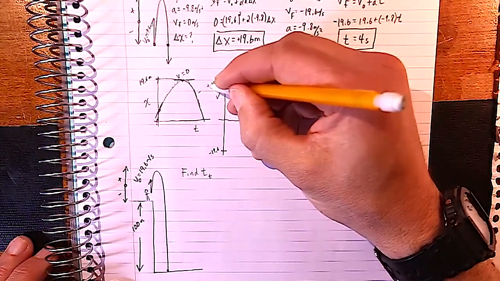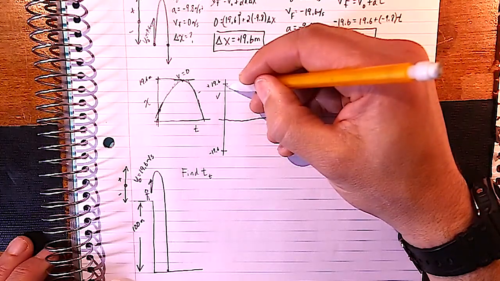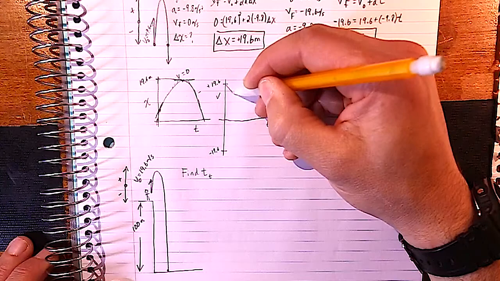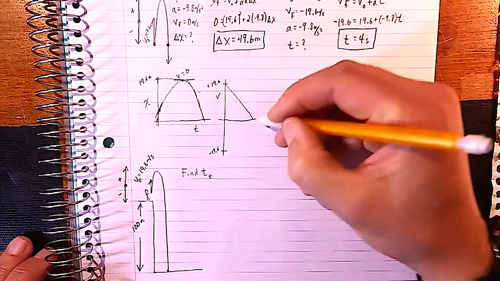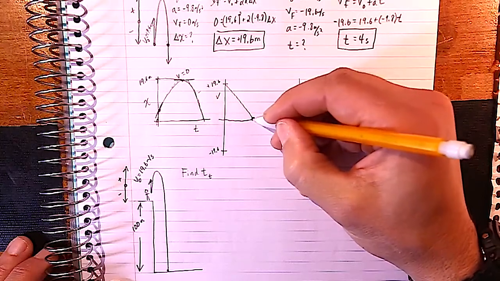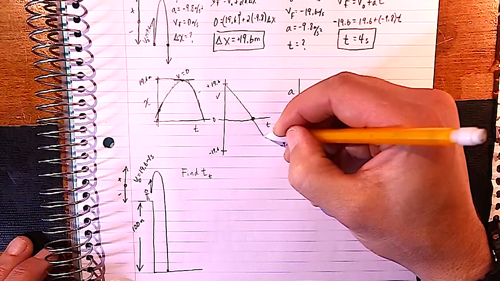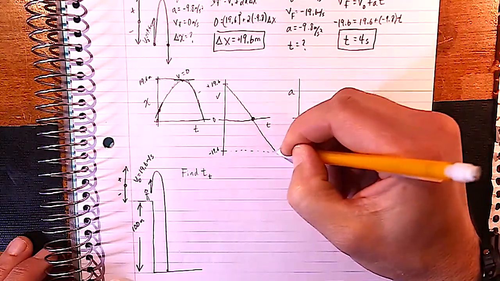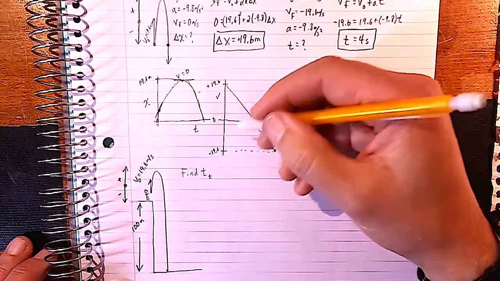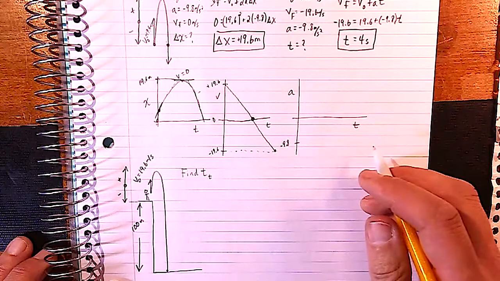The velocity starts as positive 19.6 and slows down 9.8 meters per second every second. And it's going to decrease until it gets to the top. That's when it's at the top, when its velocity is 0. And then it's going to increase until it is going 19.6 meters per second downward. This is where it gets back to the person's hand.